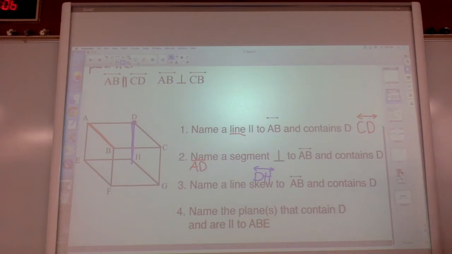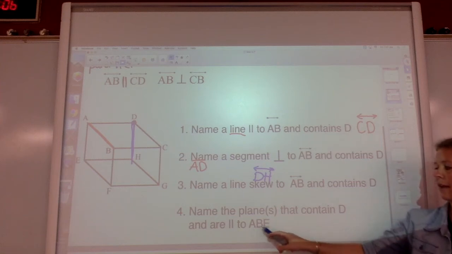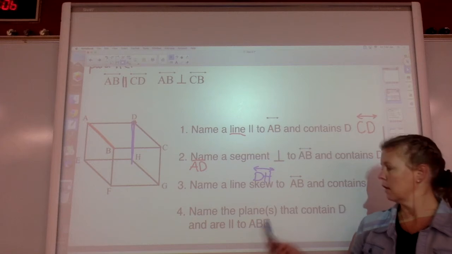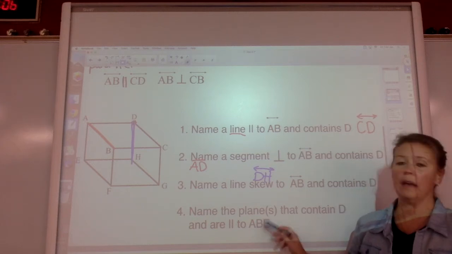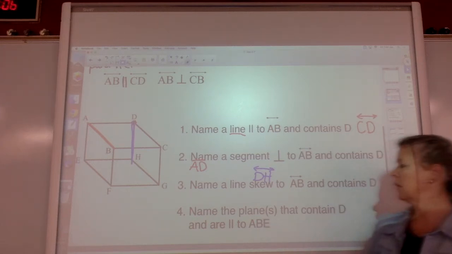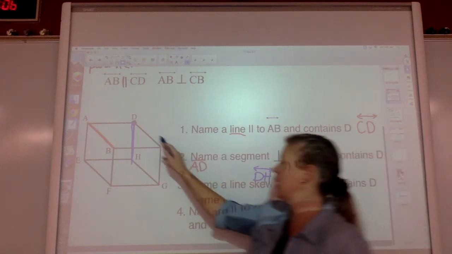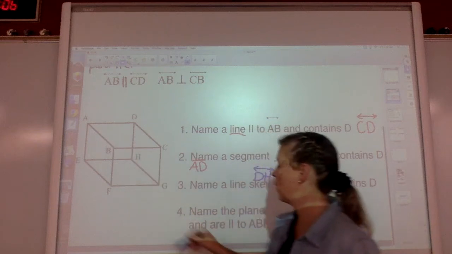And lastly, name the planes that contain D and are parallel to ABE. And remember, when there's nothing written in front of that, that's automatically a plane. 3 non-collinear points determine a plane. Name the planes that contain D and are parallel to plane ABE. There might be more than one, which is why it has the S.